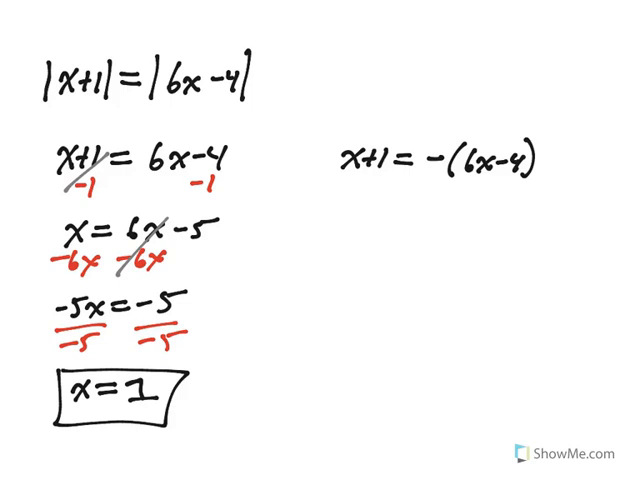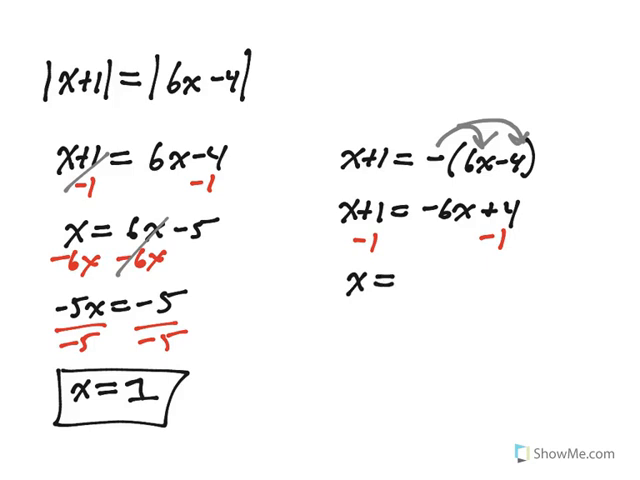So here we do the same thing. We're going to distribute. Okay, we're going to distribute the minus here and here. So what we have is x plus 1 equals a minus times a 6x is a minus 6x. A minus times a minus 4 is a positive 4. So now we factored in that distribution of the negative sign. Now we can go ahead and solve for x. So subtract 1 on both sides. You're going to have x equals, again, these 1's cancel, remember that. Minus 6x. 4 minus 1 is 3.